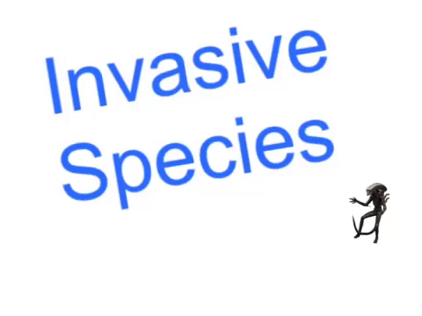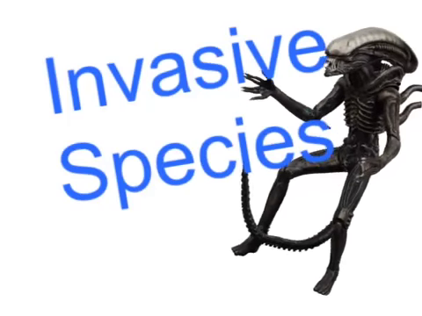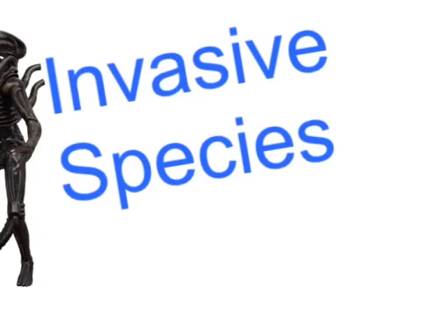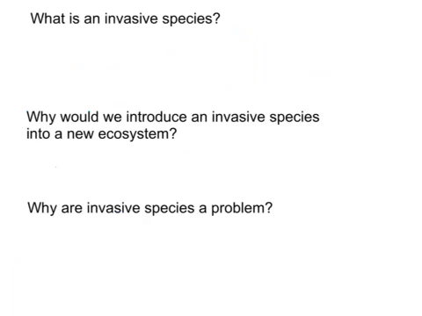Invasive species are also known as non-native or alien species, and what they do is they invade an area and then they kind of take over everything, and it's pretty crazy. So let's talk about how that happens. A few questions we have to address before we look at some examples. First, what is an invasive species?